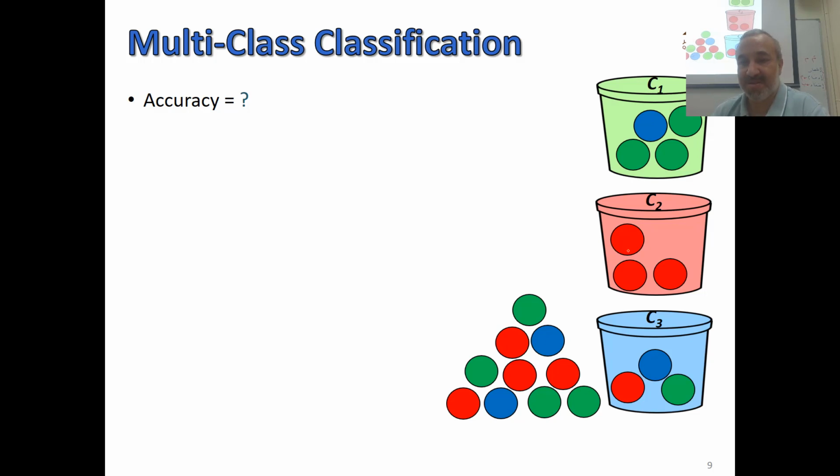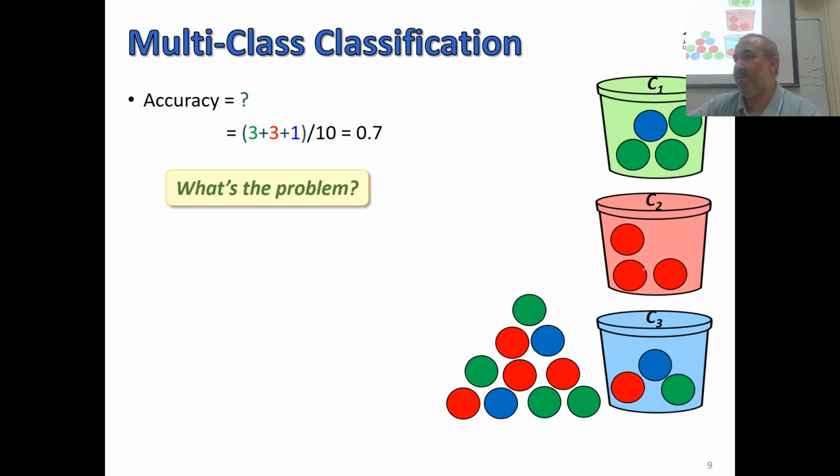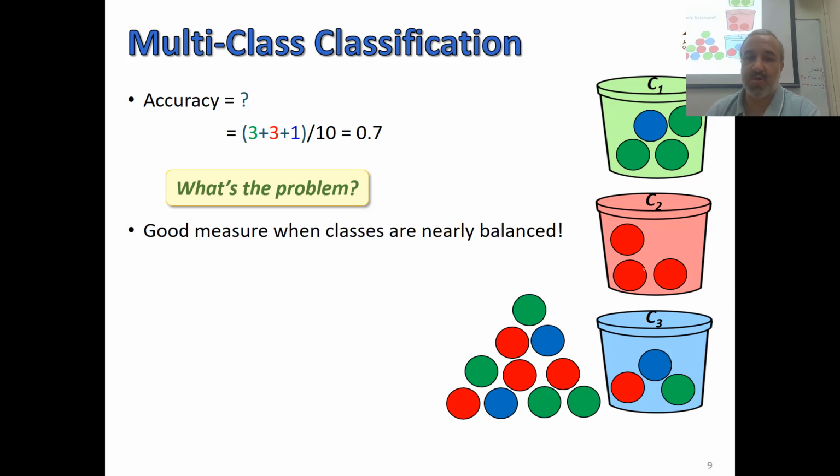3 plus 3 plus 1. Very good. Yes. Which is 7/10. Okay, so that's accuracy. Done? Okay, what's the problem? The same problem that we talked about last time, that it treats all classes equally, and if there is any imbalance, that will not be fair.